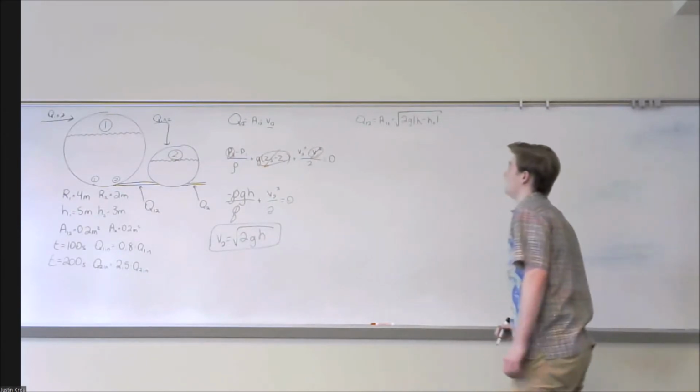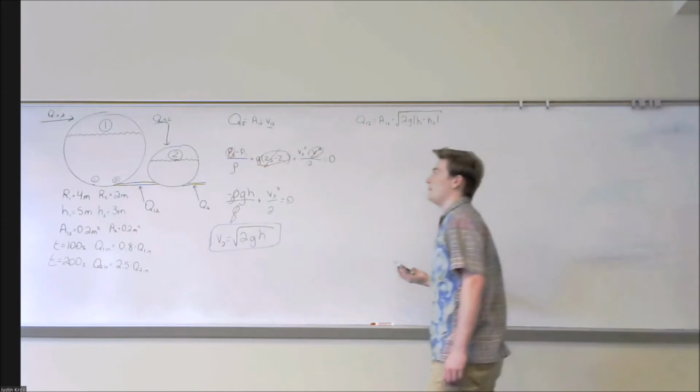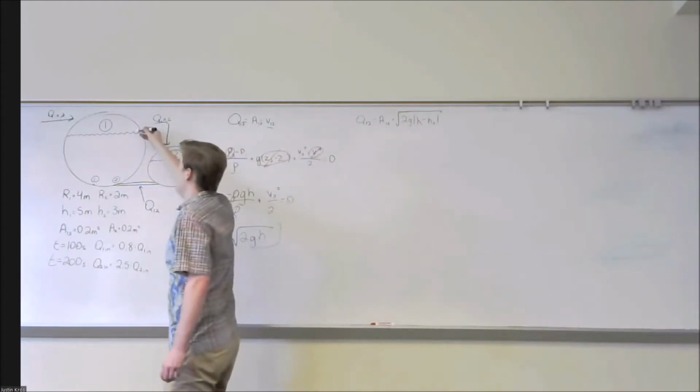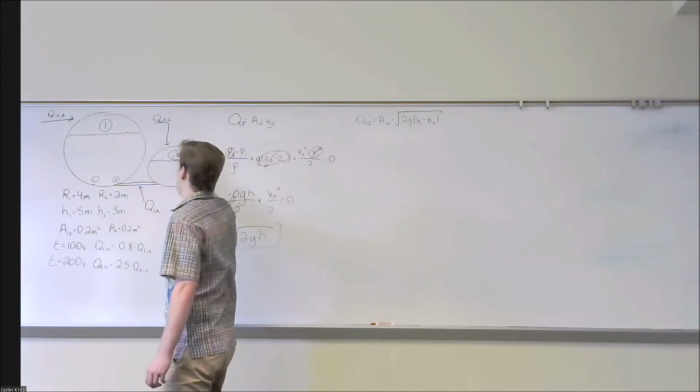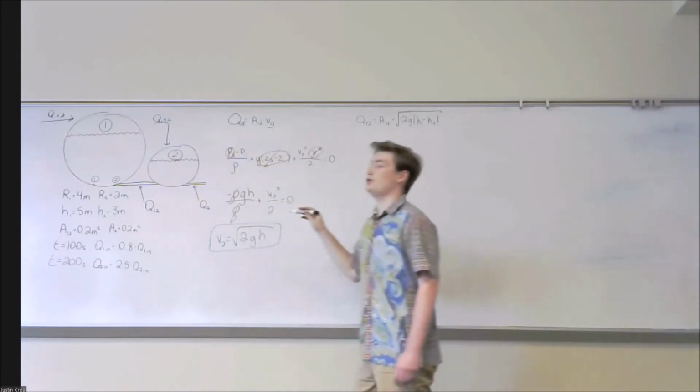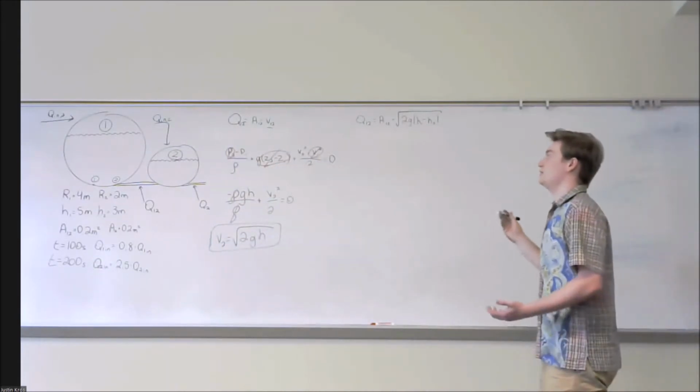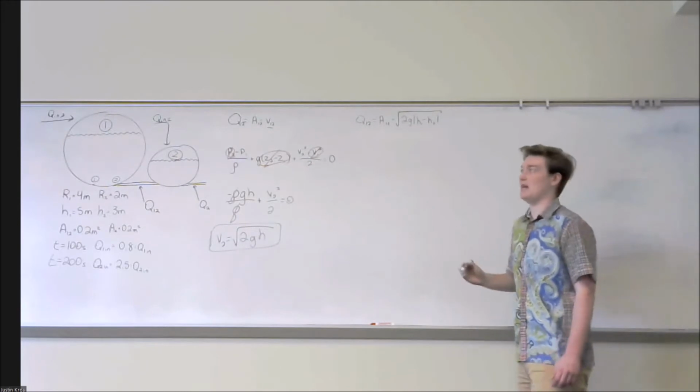Just like that. Now, what happens if height 1 goes underneath where height 2 is? So now height 2 would be bigger than height 1. We need to take into account the sign change for when that happens.